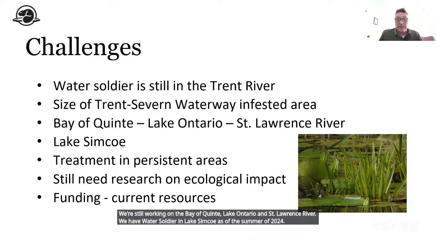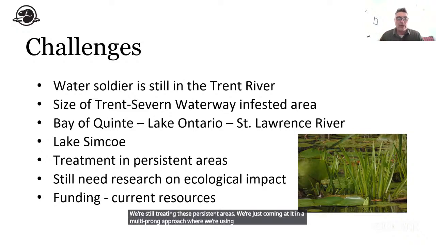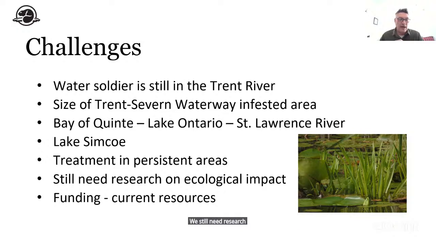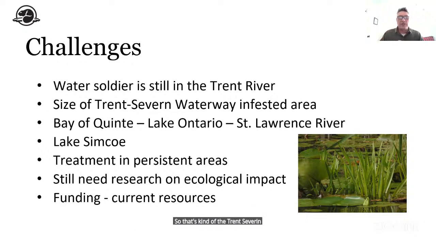We're still treating these persistent areas. We're coming at it in a multi-pronged approach where we're using herbicide and hand pulling. We still need research on ecological impact, and funding. Funding is always an issue, I think, with everybody. It's been a little variable, but we're working on securing funds and moving forward. So that's the Trent Severn portion of the presentation.